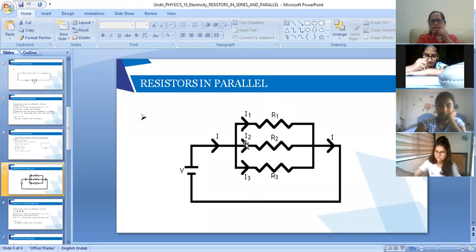If I want to find I2, then I have to take V divided by R2, this resistance. And if I want to find I3, then I have to take V divided by R3. And remember, whatever values I get, I1, I2 and I3, if I add all the three, then I will get the net current I, whatever current is flowing outside. See, this only is divided. This current, when it comes here, there are three branches, so it gets divided into the three branches. And again, when it comes out here, all the three add up and the same current flows. So if I add I1, I2 and I3, I will always get the current I.